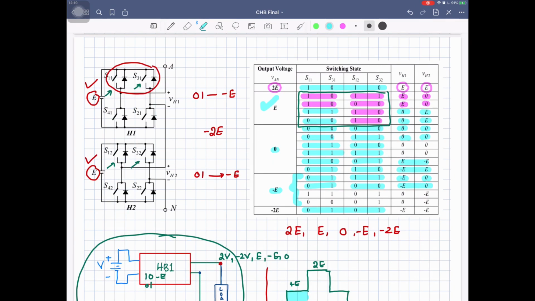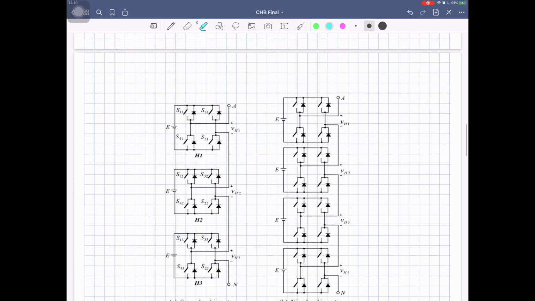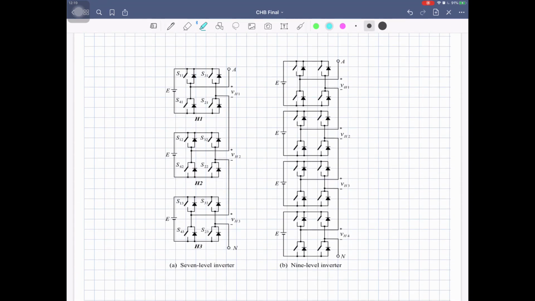Okay, one thing that you can note over here is that these two supplies are equal in magnitude. So this is the symmetrical cascaded H bridge inverter circuit. That means you have the same DC sources for all the H bridges in your arm. Now if you want to increase the levels in the output voltage waveform, you can cascade a number of H bridges. First H bridge circuit over here, then the second H bridge circuit, then the third H bridge circuit.